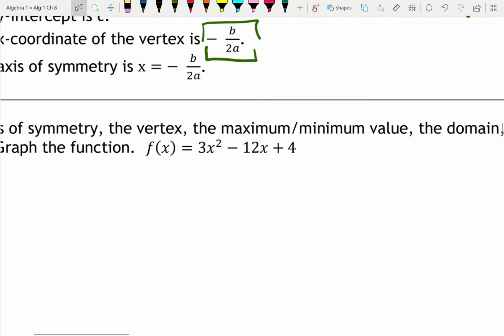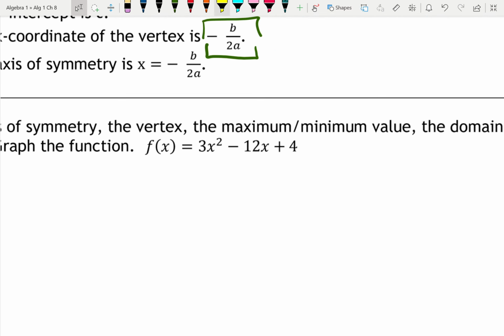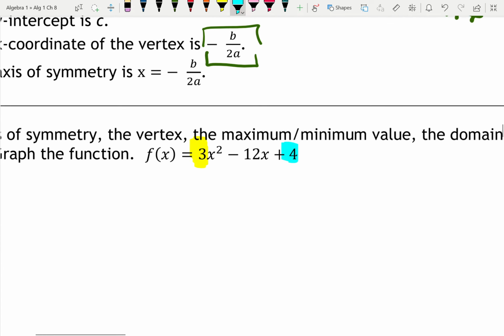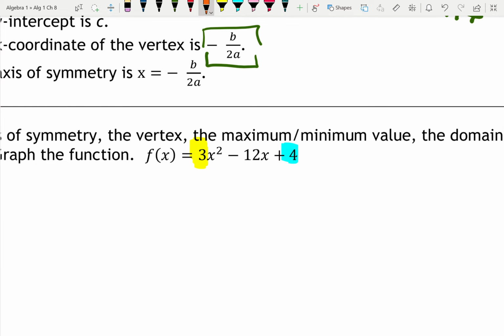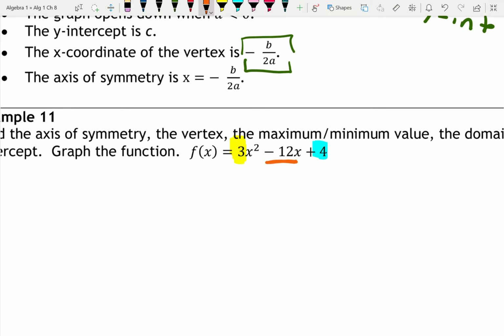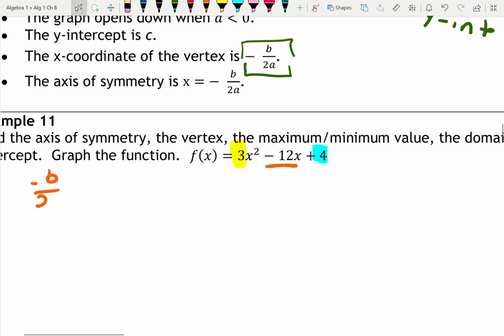So starting off looking at this equation, we see the 3 that's hanging out front. That's the a value, which means it's going to be kind of skinny. It's going to be a vertical stretch by 3. We also see the 4 on the end. That means the y-intercept should be 4. That was part of our rules that we had just right above. The 12 is more difficult to immediately see what it's doing. But we want to find our vertex. Our vertex, we're going to use the formula negative b over 2a.